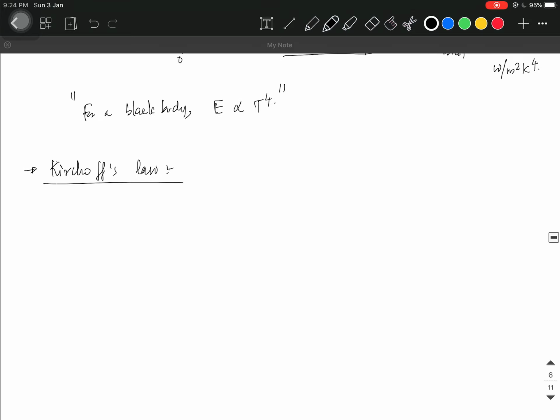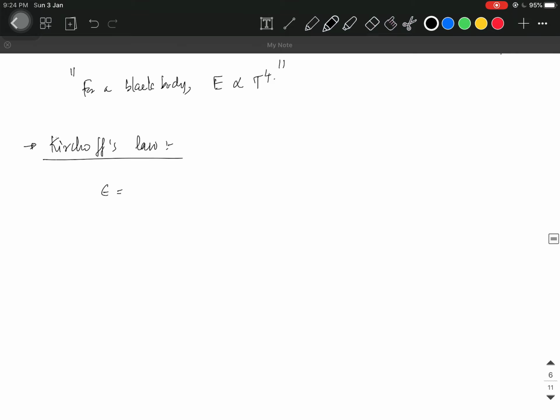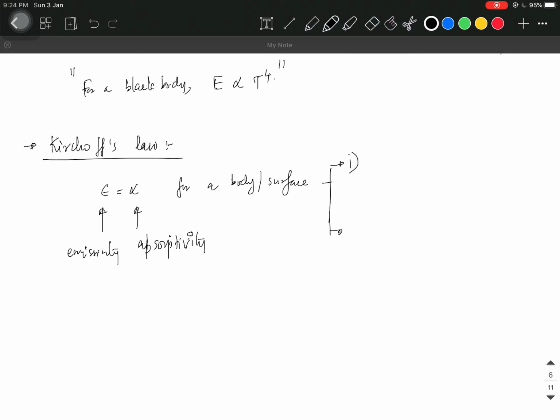And then the last law is nothing but the Kirchhoff's law. And in this Kirchhoff's law, what is given is that epsilon is equal to alpha, where epsilon is the emissivity. This is not lambda, this is alpha, which is nothing but the absorptivity. Emissivity is equal to absorptivity for a body or surface if it satisfies either of the two conditions.